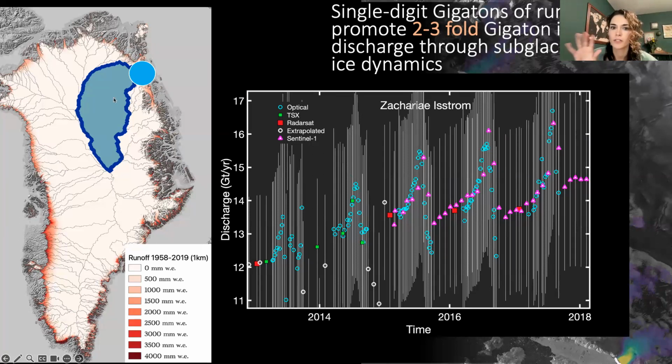And if we were to combine all the total runoff, or the melt that forms in this basin and then runs off, it's about a 2 to 3 fold gigaton increase in discharge in the summer. So what that means is that because of this runoff, because of the surface melt that's occurring, it's promoting a faster flow of this outlet glacier near the margins, and it speeds up this outlet glacier. And if you squint, you can see I combined a bunch of different velocity data products. This is RadarSat. We also have optical Landsat imagery, Sentinel, TerraSAR, a bunch of different satellite missions that combine either optical or radar imagery to understand how fast the ice is flowing.